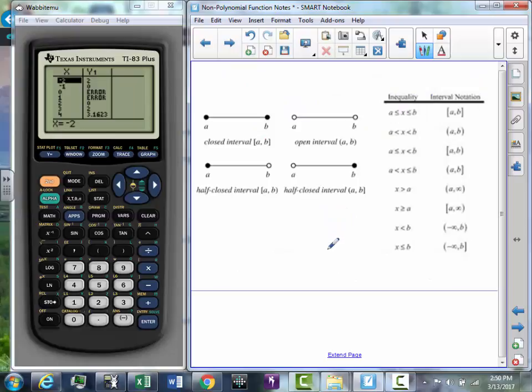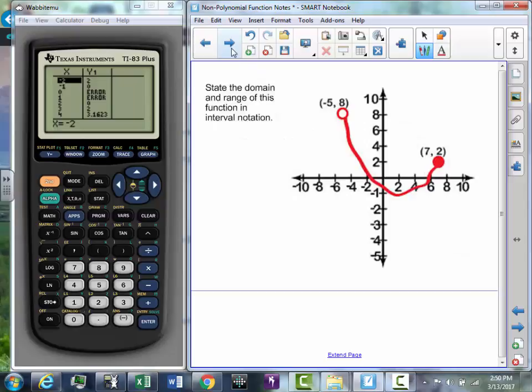Here's another picture slide that I have indicating the same thing. If you're going from, say, A to B here, you use a square bracket like that. And fast forward this slide, what would the domain of this graph here then be?